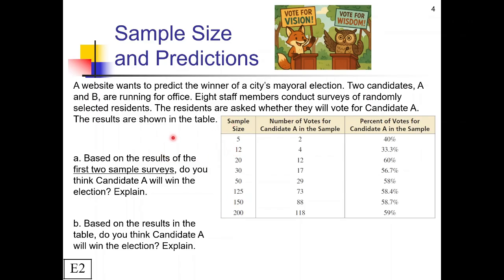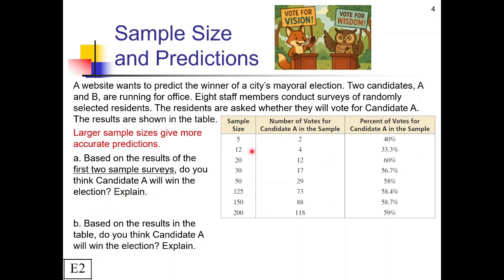Now, one thing that can guide you as you answer this using kind of your intuition is that larger sample sizes, as you might expect, are going to give you more accurate predictions. So with this in mind, pause the video and see if you can call this election. All right, so let's do part A here.